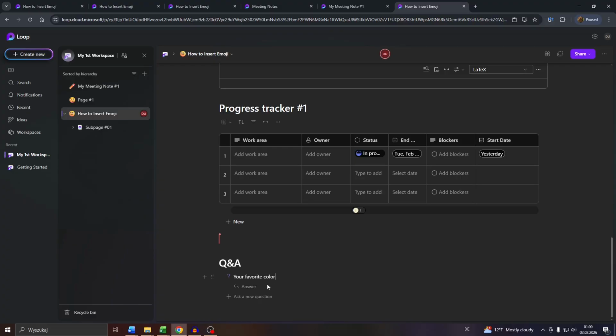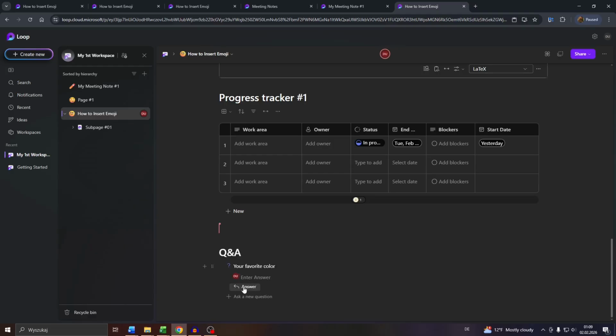favorite color, or I don't know, and then enter the answer below. Blue, for example. That's a very simple example here, guys, but you know what I mean.